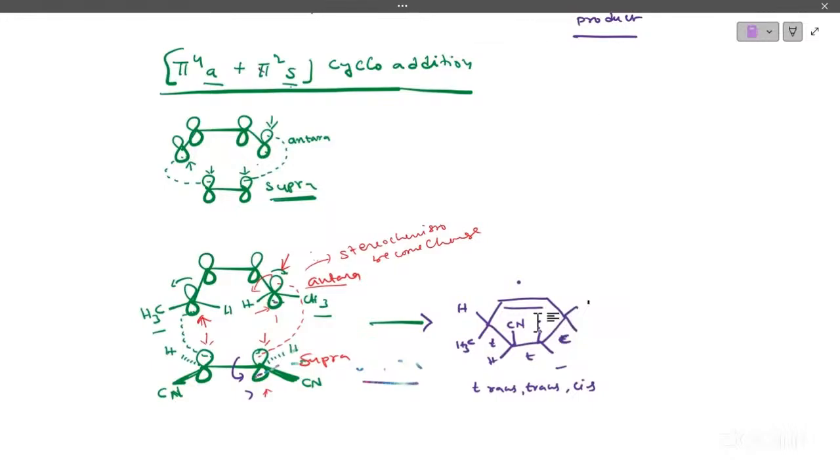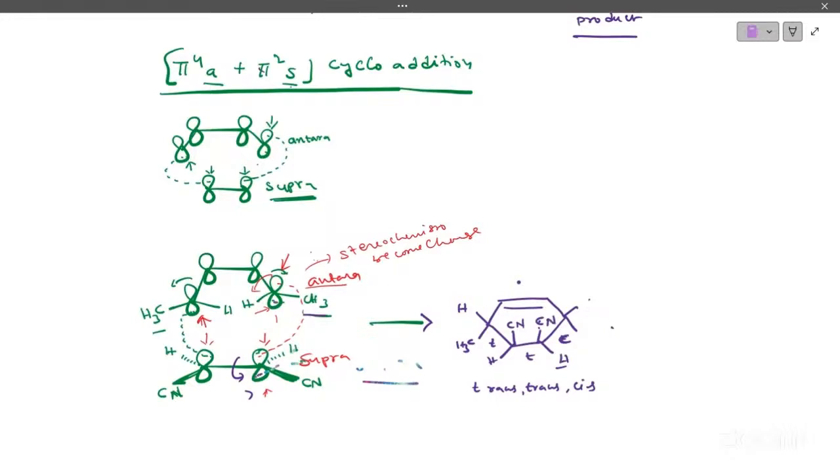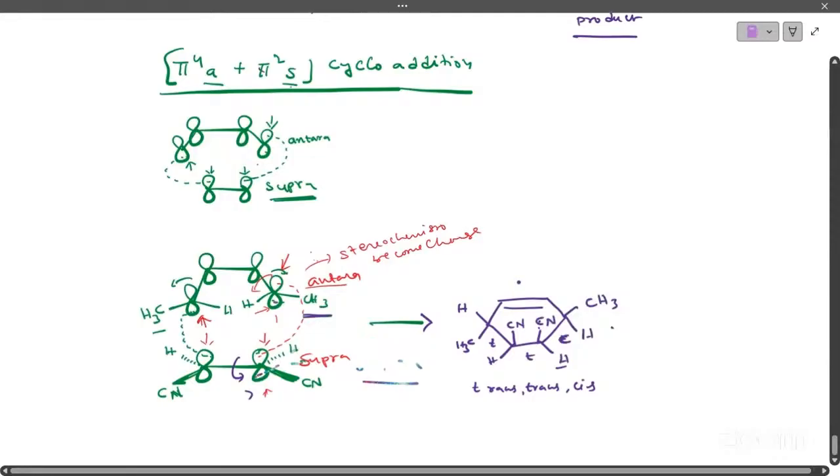Now, at the center, this is supra. Therefore, at the center, there is no change in the stereochemistry. Therefore, nitrile is here, hydrogen is here, and the stereochemistry becomes, previously it is in bottom, but after the C-C bond rotation, it moves to up. Then what is the stereochemistry here?